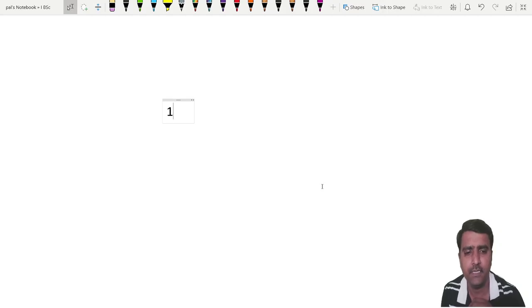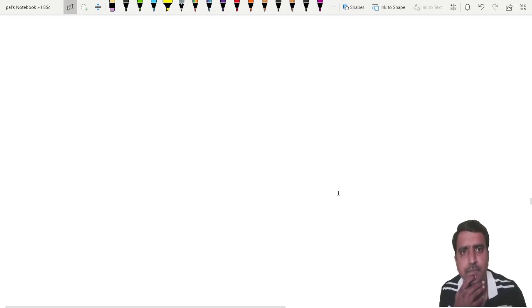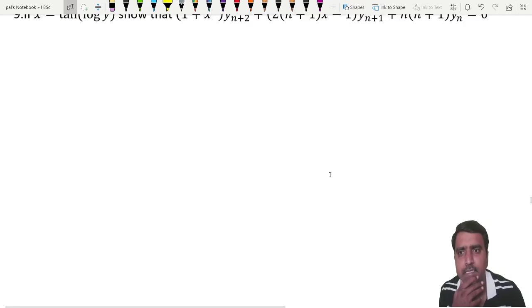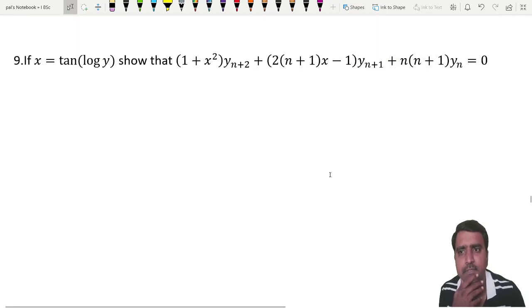Hi students, in the last sessions I discussed some interesting problems on nth differentiation, finding the nth differentiation of some functions by using Leibnitz theorem. In this session also I continue similar types of problems. Consider this one: if x is equal to tan of log y, then we have to show this result. To show this result, first take the given function x is equal to tan of log y.